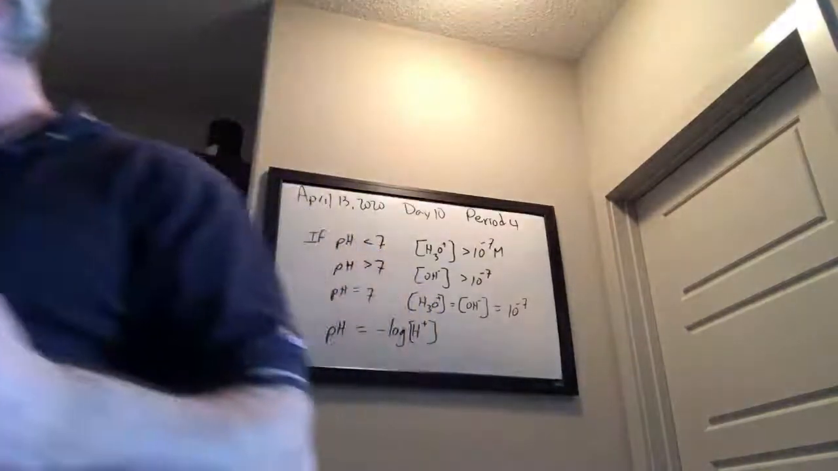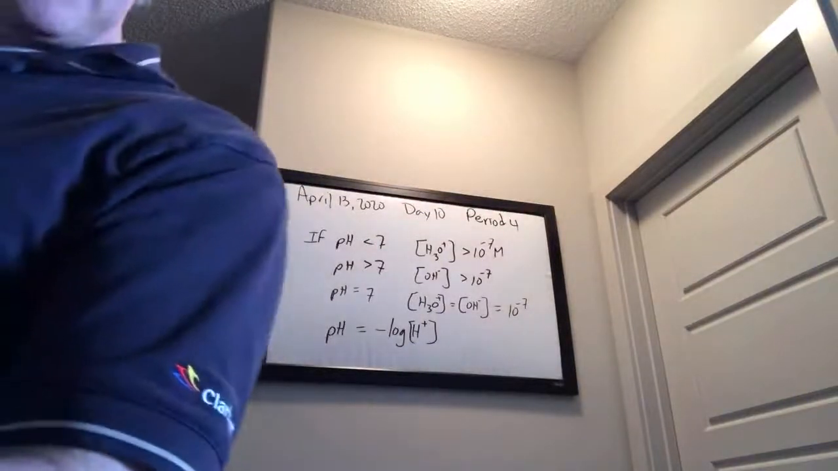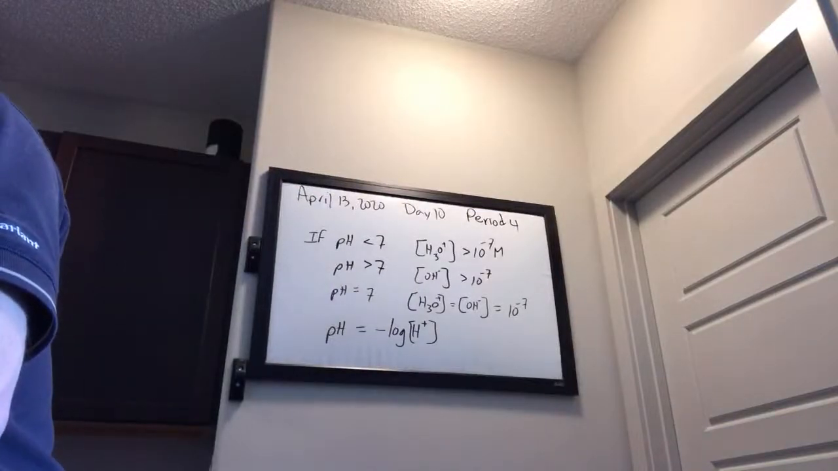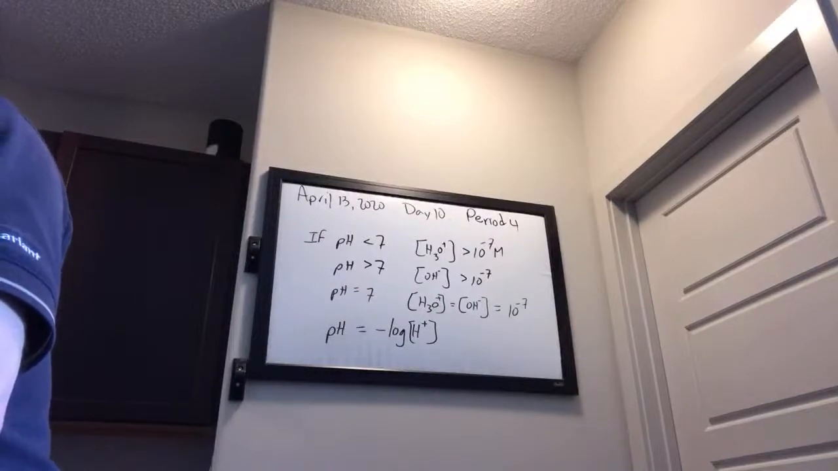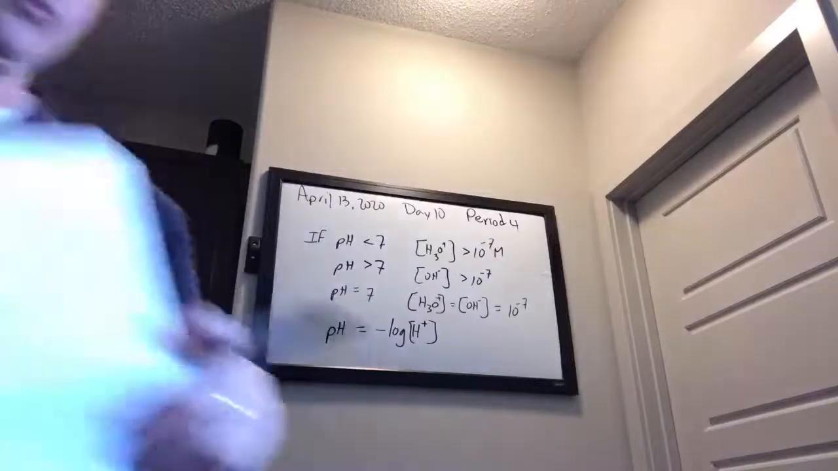So look at the Give It Some Thought on page 678. It says calculate the concentration of hydroxide in a solution in which H+ concentration is 2 times 10 to the minus 6. So, how do we do that?